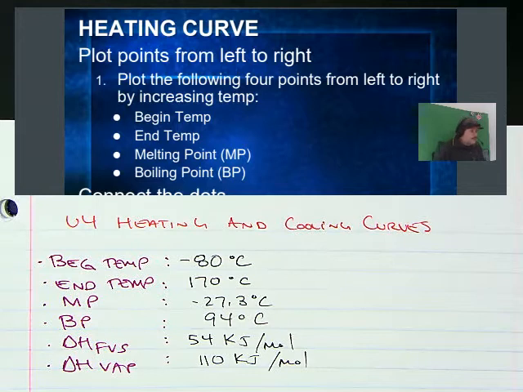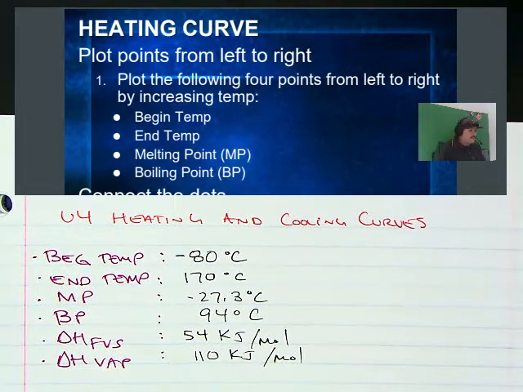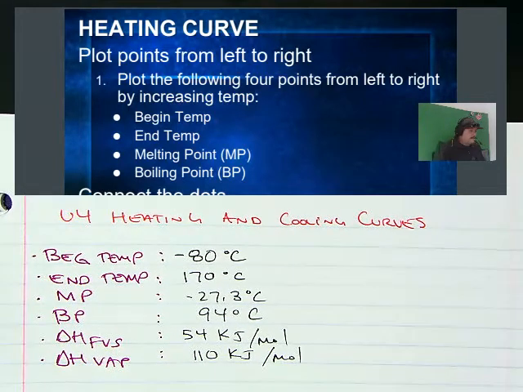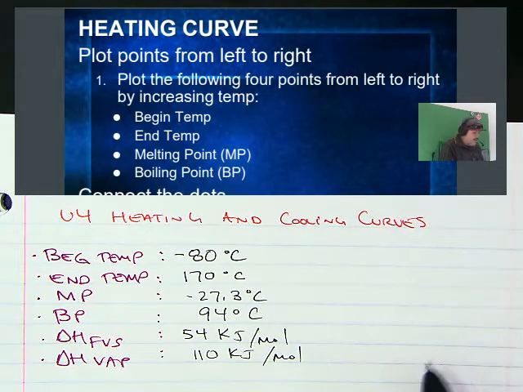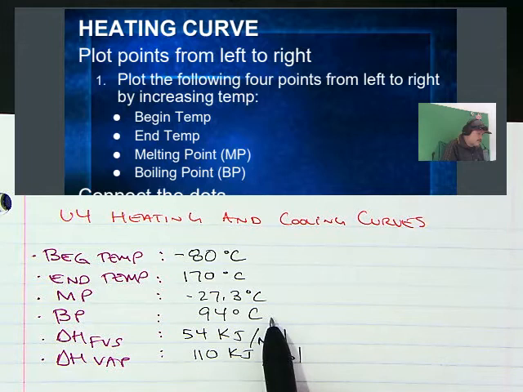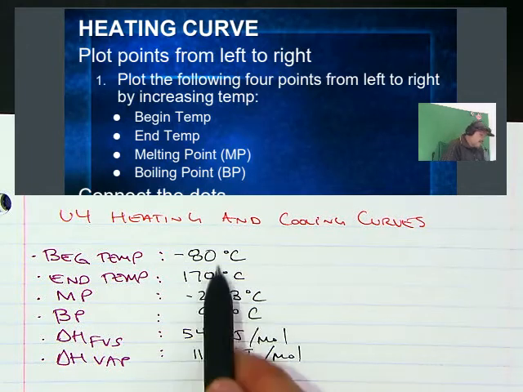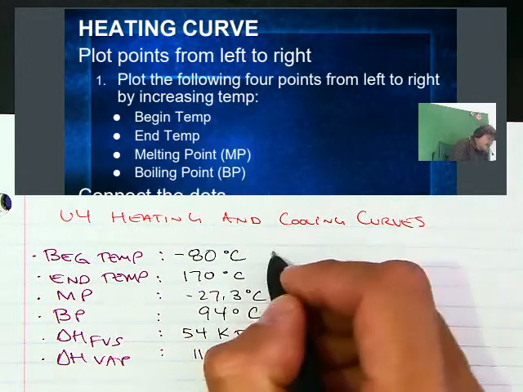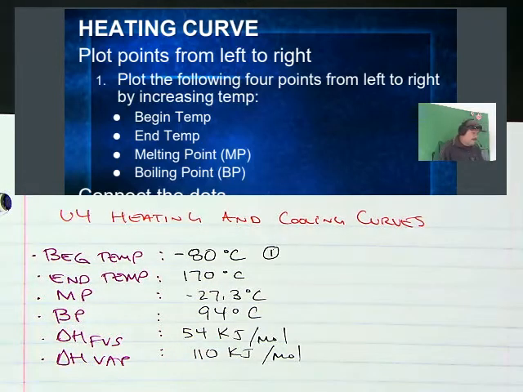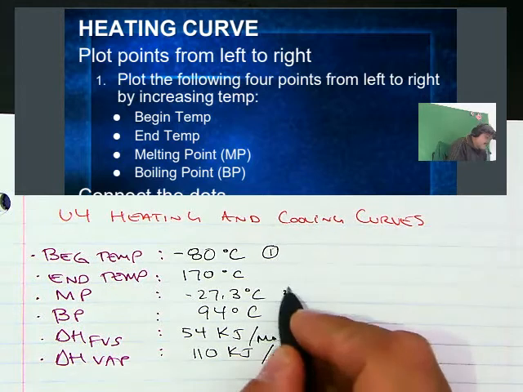We're going to plot our points from left to right by increasing temperature. This is a heating curve. Okay? So I want to plot from increasing temperature from left to right. That means I've got to find the lowest temperature, and these are the four temperatures. The lowest one is negative 80. Well, it makes sense. That's the beginning temperature, so that counts as the first point. The next highest temperature is the melting point, so that's the second point I'm going to plot.